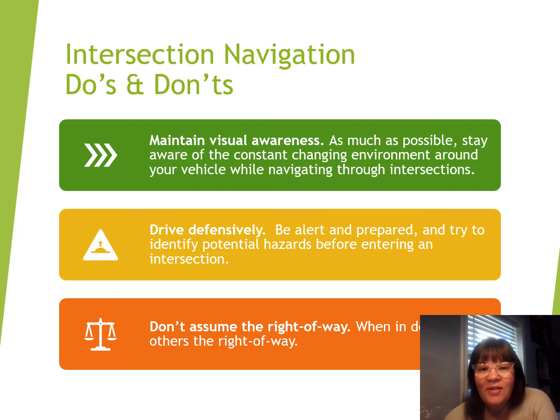So here are some more do's and don'ts of intersection navigation. Maintain visual awareness. As much as possible, stay aware of the constantly changing environment around your vehicle while navigating through an intersection. So if you're sitting at a red light and you're waiting for your light to turn, your eyes should be all over the place. Not fixed, staring straight ahead, not constant in your student mirrors. You should be looking around, looking in your side mirrors to see if anybody's approaching the side of your bus, even if it's a bicyclist or a pedestrian.